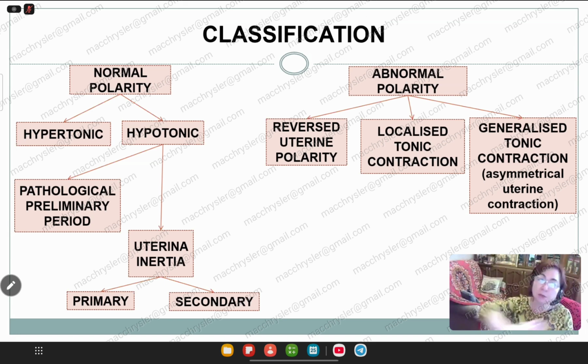And then disorganized contraction: it contracts as one generalized tonic contraction, an asymmetrical uterine contraction. I call it crazy uterus, which does anything it wants.